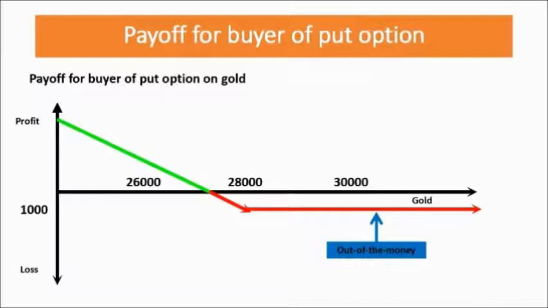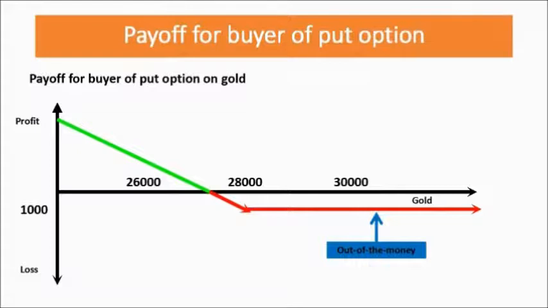That means he can sell at 28,000. So as long as the gold remains at 30,000, he is not going to make any profit, but he is in a loss because he paid a premium. So here the gold is around 30,000, so he is out of money.